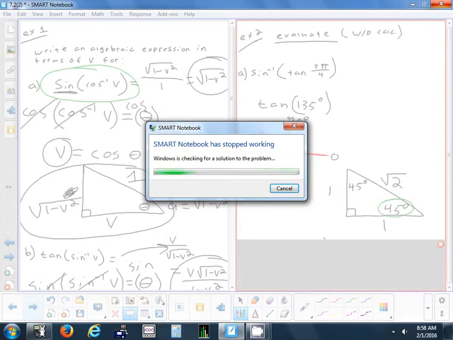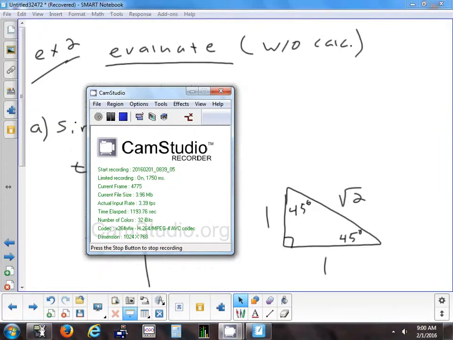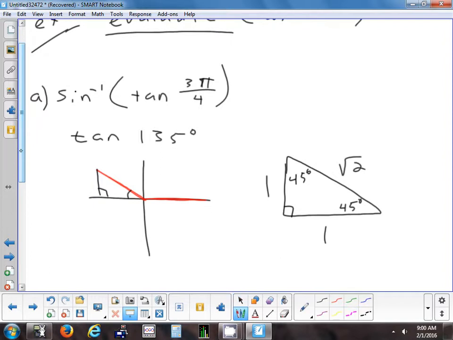In this case, we might have to restart the program. All right, so I think we're back. So I think I was saying in this case, they're asking for tangent. Okay, so you're probably not gonna need the hypotenuse, but if they were asking for sine or cosine, you would be using it. Okay, so in this case, we're not gonna need it. Okay, there's my reference angle, right there.